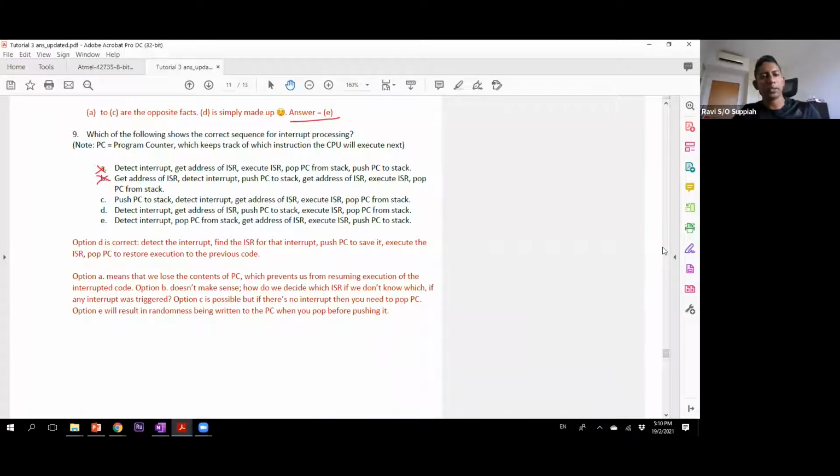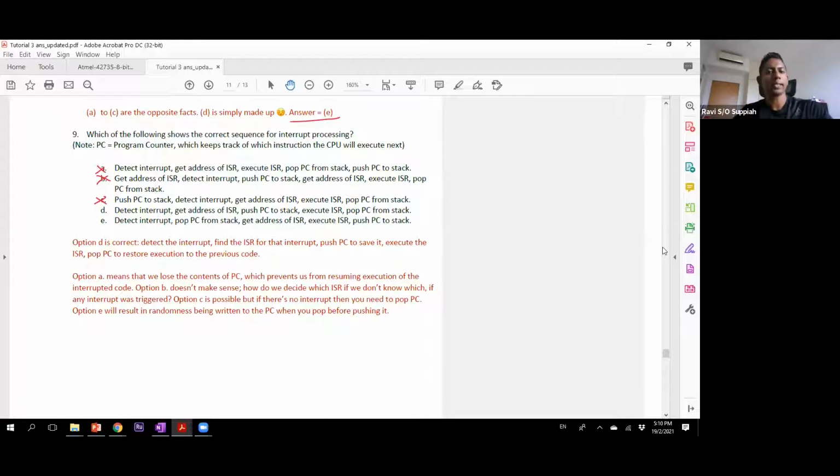C: push PC onto stack, detect interrupt. Again, you do not push the PC onto the stack without even detecting there is an interrupt, correct? You go through the process of pushing the PC only when an interrupt has been detected, and then you need to stop what you're doing. So C is not true.